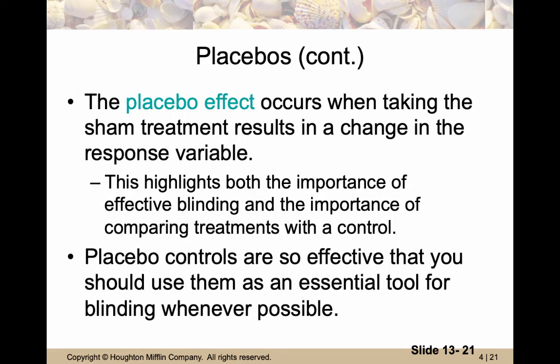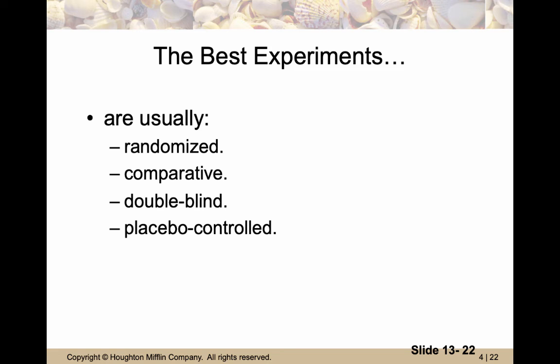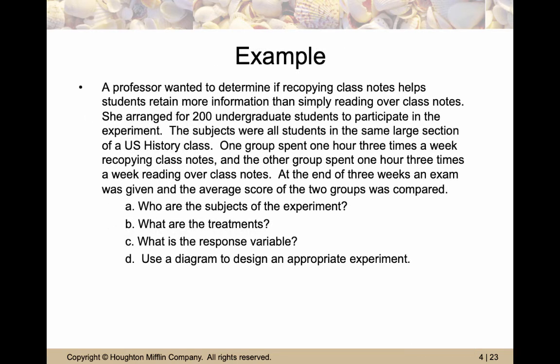The placebo effect occurs when taking the sham treatment results in a change in the response variable. This highlights both the importance of effective blinding and the importance of comparing treatments with a control. Placebo controls are so effective that you should use them whenever you can as an essential tool for blinding. The best experiments are usually randomized, comparative, double-blind, and placebo-controlled. All right, so let's look at an example.